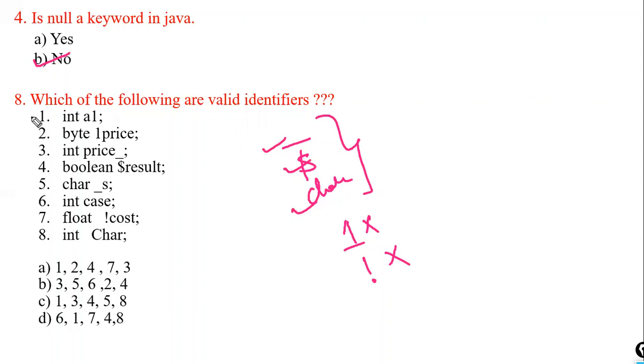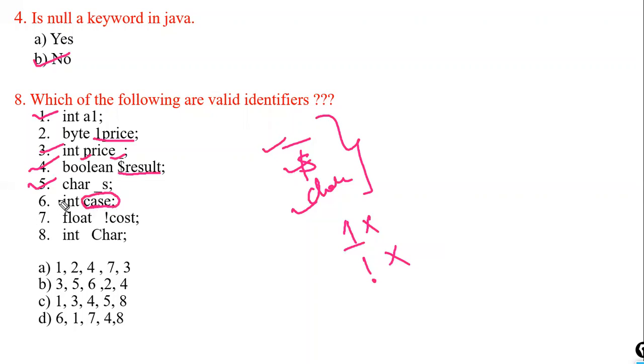So the first statement is starting with a number. So this is invalid. We cannot start with a number. This one is valid. It is starting with a character and we can have underscore at any of the character. We can start with currency sign. So this is valid. We can start with underscore. Identifiers can be started with underscore. This is valid.